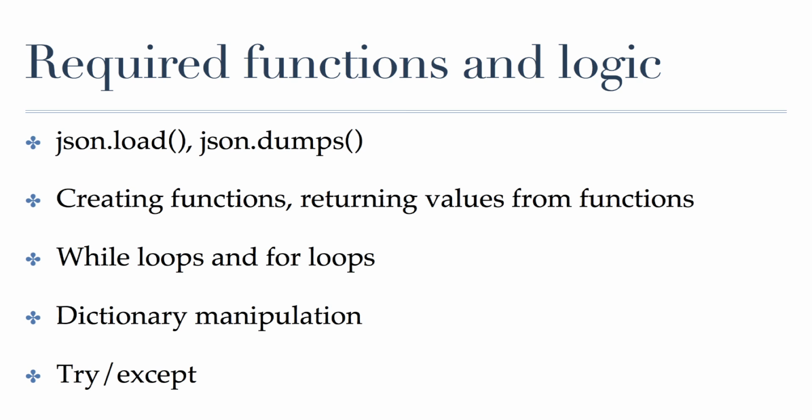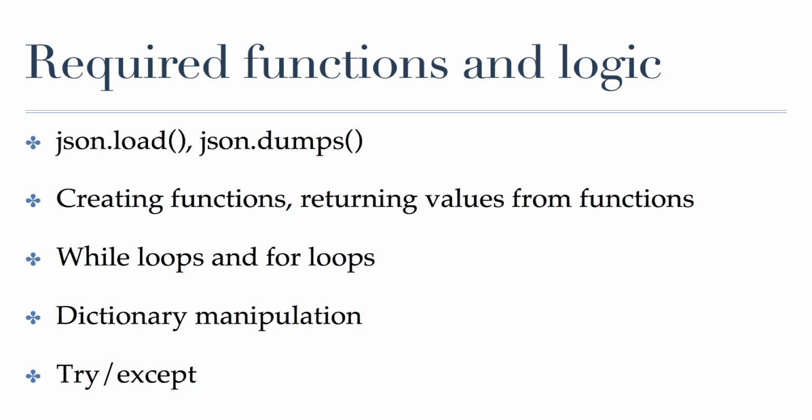So what do you need to know to do this chapter? You're going to need to know these 2 functions, json.load and json.dumps. This is what's going to load and output your dictionaries, your recipe books. You're going to need to learn how to create functions and return values from those functions.